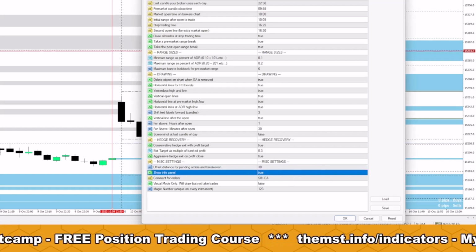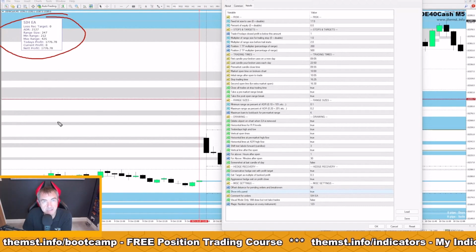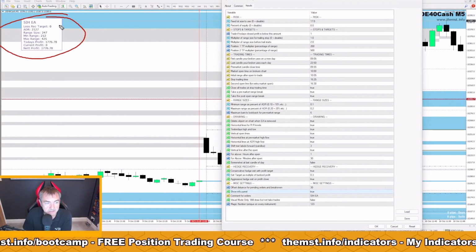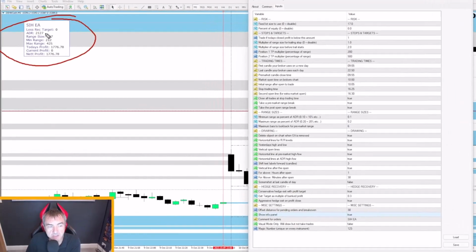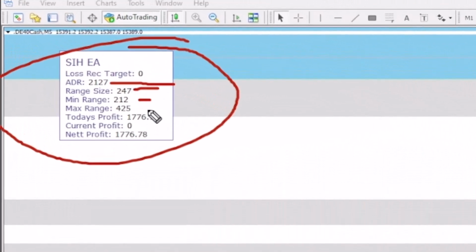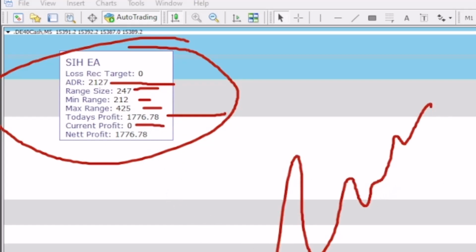Show info panel true, very simple, shows that or doesn't. And this shows basically various information. It shows the ADR, the minimum maximum ranges, and the actual range size that's just been formed. It shows you your total profit today, current open profit if you've got positions open and the market is moving, and your net profit, which is a calculation between your open profit and your current profit. Sorry, your today's profit and your current profit.